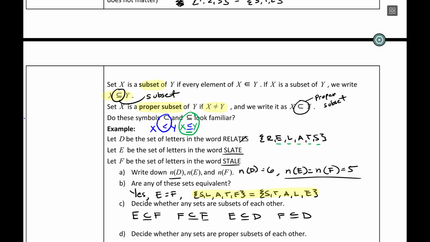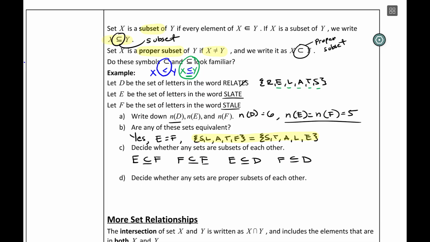Are any of them proper subsets? Well, because E equals F, these are not going to be proper subsets of each other. However, all of the elements of E are inside of D, but there is still one more element in D that is not in E, and that means we would say that E is a proper subset of D. Also, F is a proper subset of D.